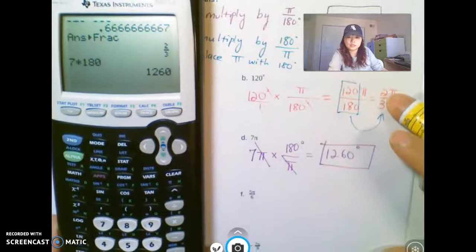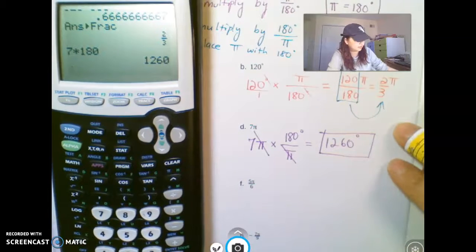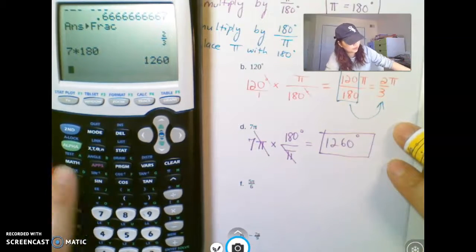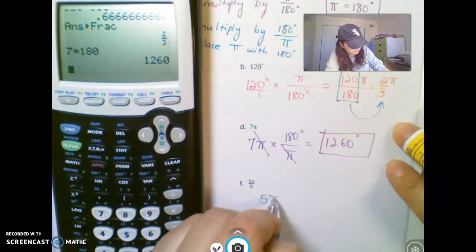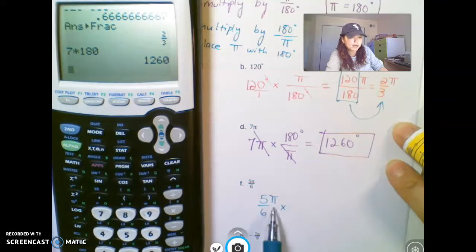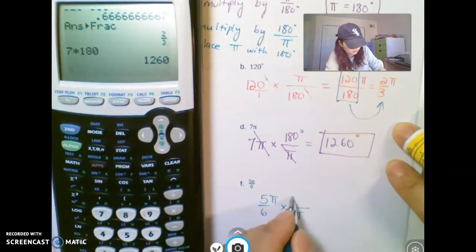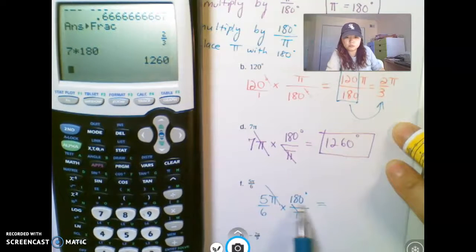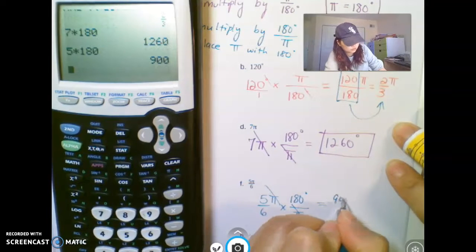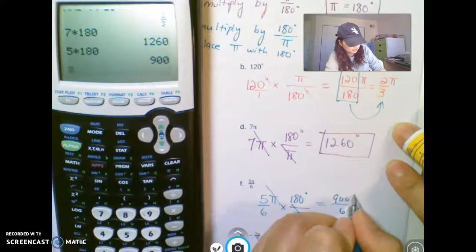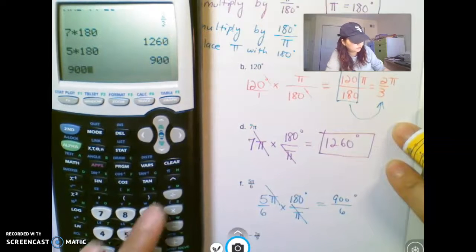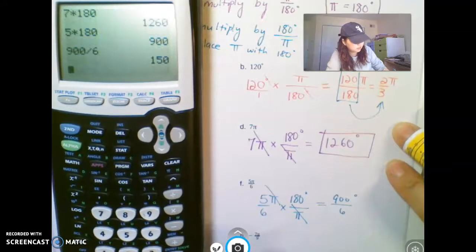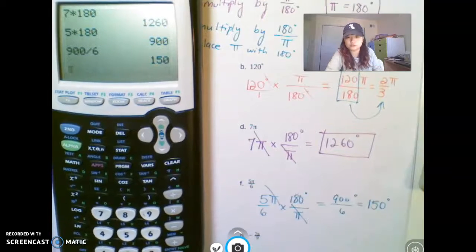I'm going to show you the F, and then I'll show you what I mean by the other way. So in F, we have 5 pi over 6, right? Pi is at the top. So if you want to get rid of it, you want to put pi at the bottom. Pi goes right here. 180 degrees goes on the top. So when you multiply, the pi's are canceled out. You multiply straight across. So you do 5 times 180, 900 over 6 in degrees, and 900 over 6 is 150 degrees.